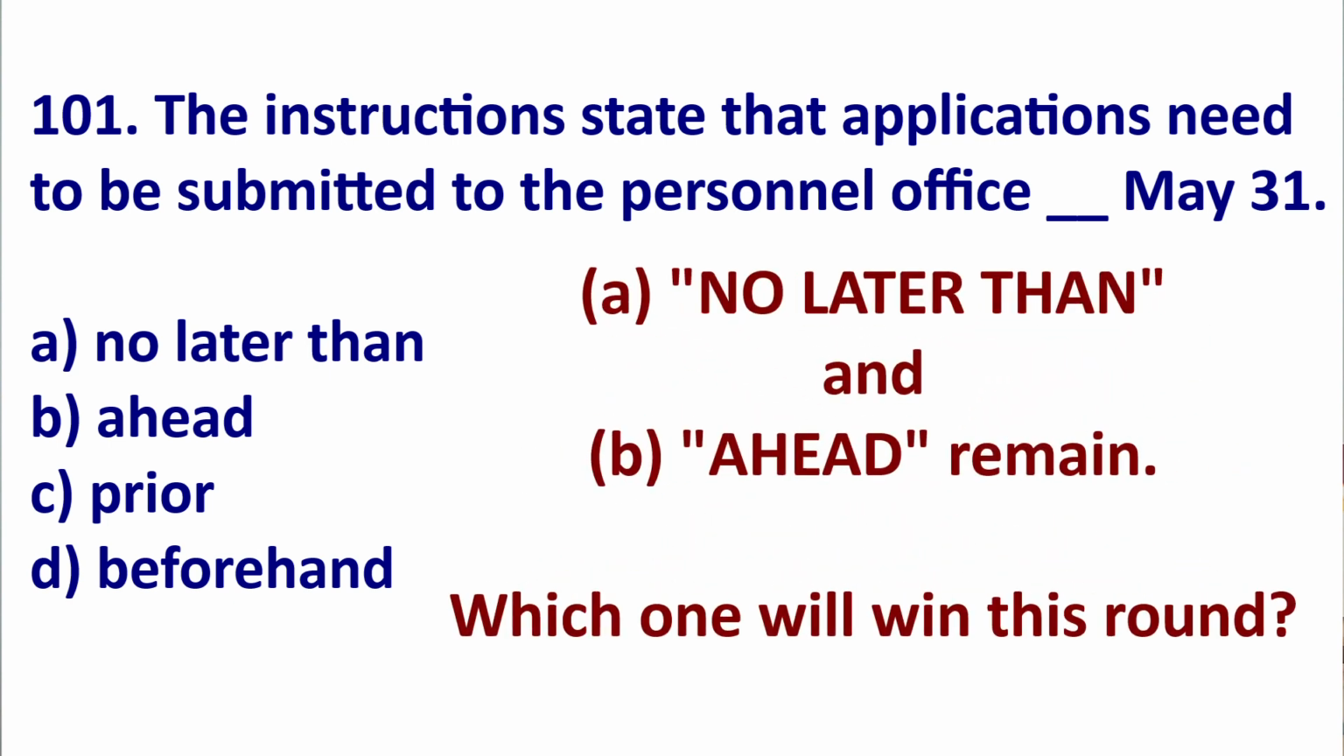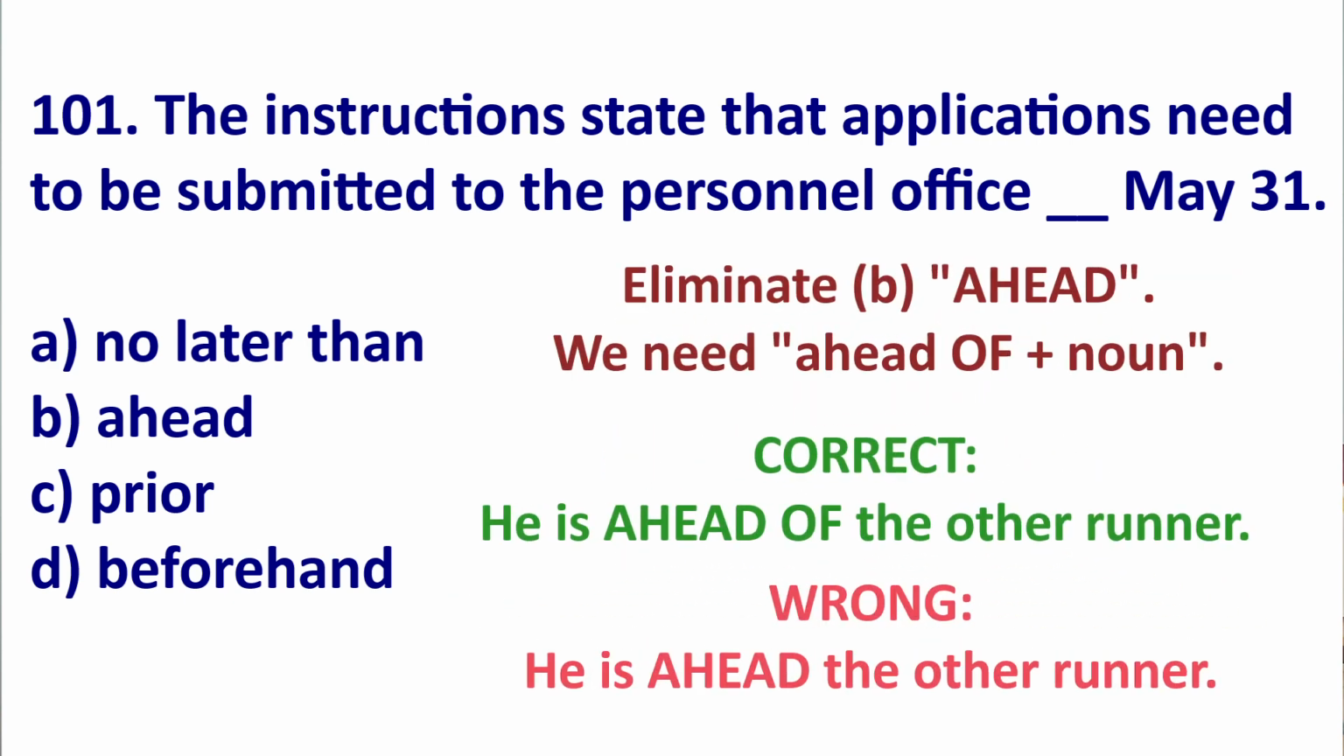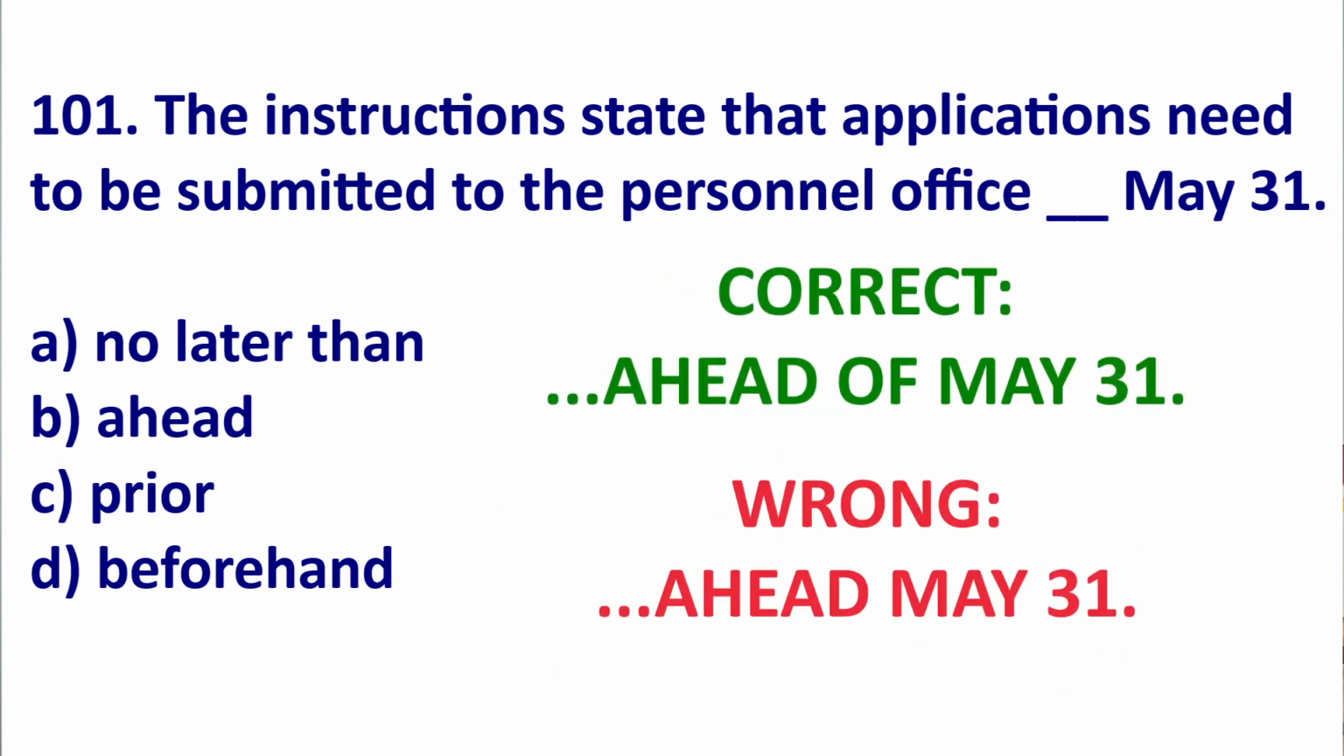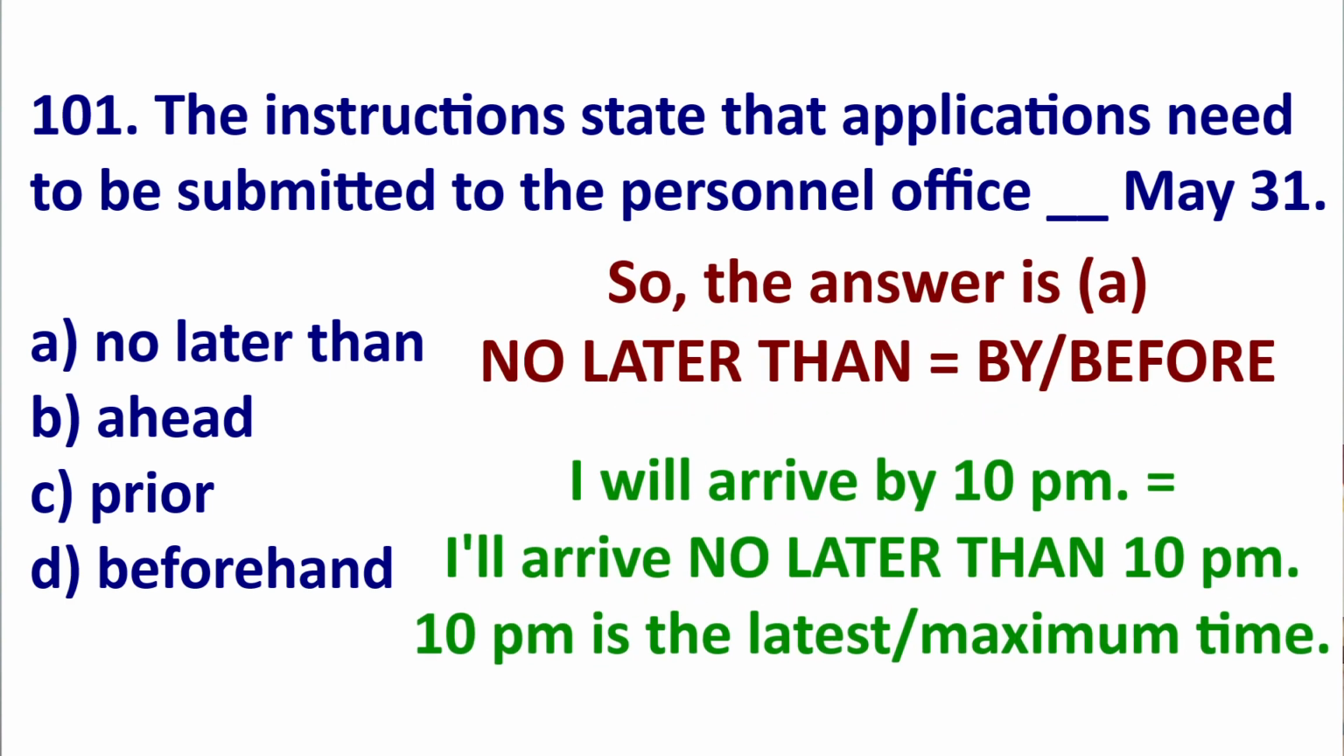Now we have ahead and no later than. Well, eliminate ahead because you need ahead of noun. For example, he is ahead of the other runner in the race. Correct. Wrong, he is ahead the other runner in the race. So, if I say ahead of May 31st, that would be correct. But I'm not going to say ahead May 31st. So, the answer then, because of elimination, is A, no later than.